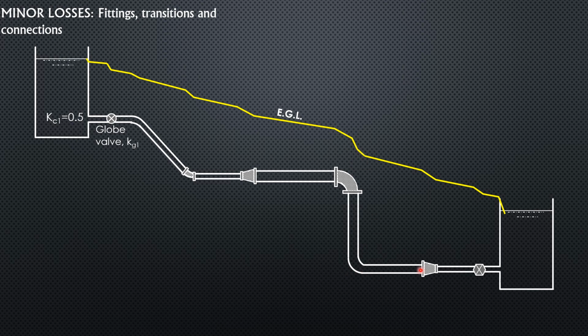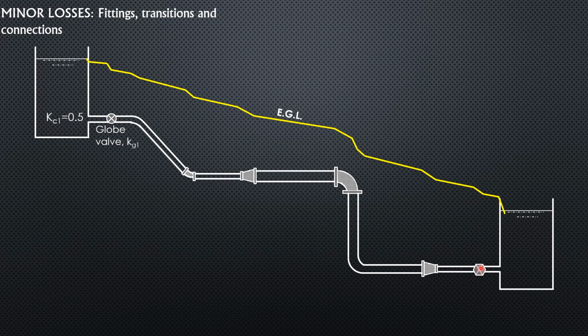Then between this bend and this gradual contraction, we have the presence of pipe, so frictional loss. Then head loss drops due to this gradual contraction. Then between this and this gate valve here, we have a pipe, so it slopes downward again.